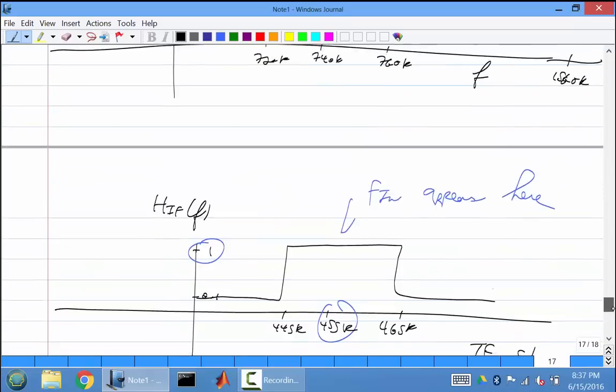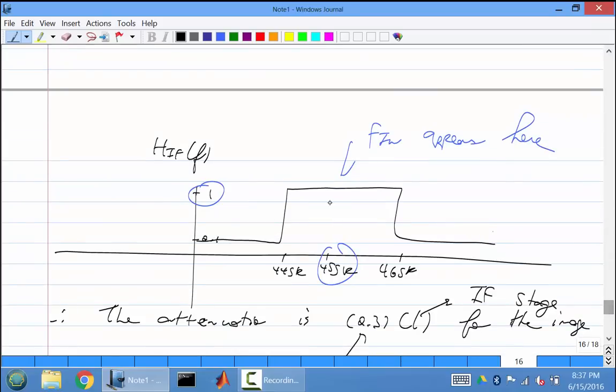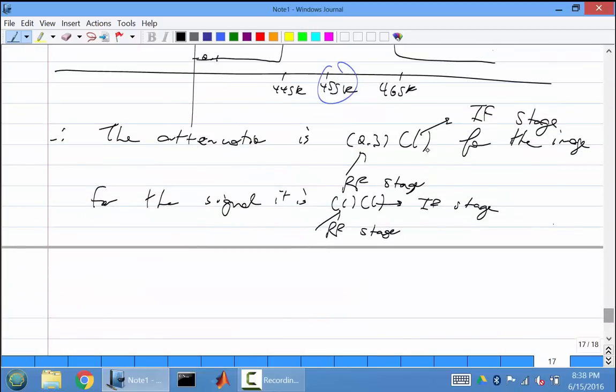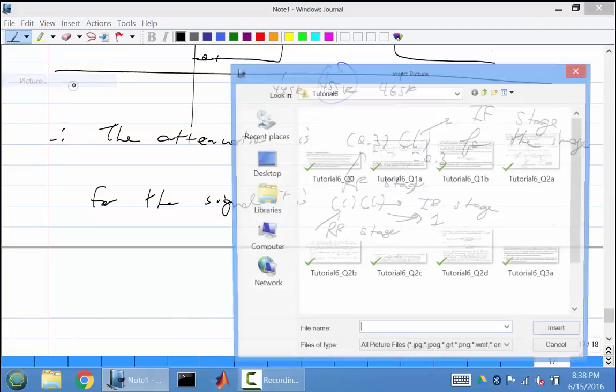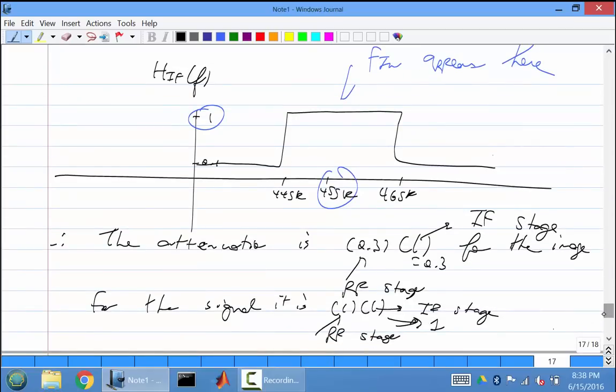At the RF stage you're not doing any attenuation, because this is the desired frequency, F_C. At 740 the gain is 1, and when you shift it down using the superheterodyne to 455, it's also 1. So the total attenuation is the RF times the IF. For the image, that is 0.3 times 1, and for the signal it is just 1. And I think that's all I have here. Yep, that's it. So those are my 3 questions. Very, very simple.